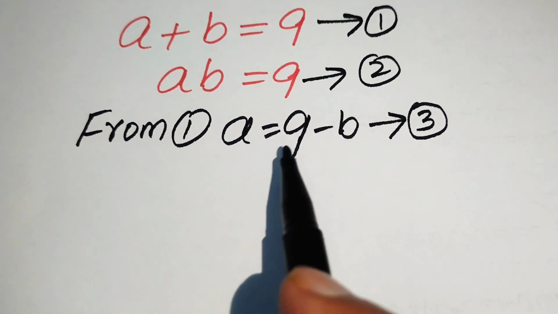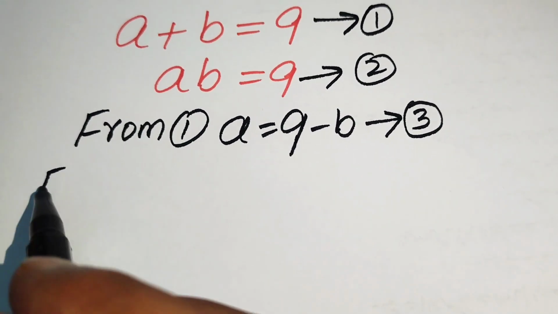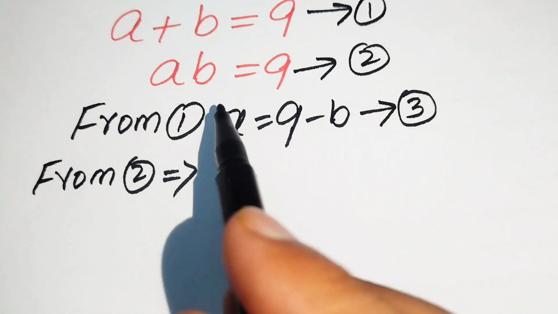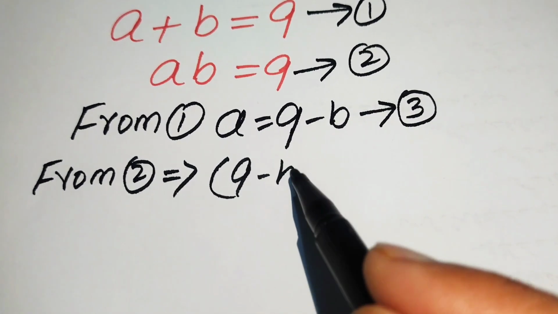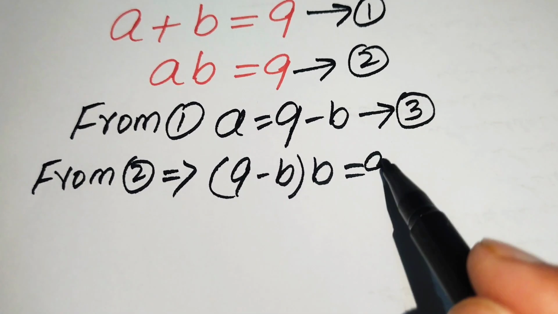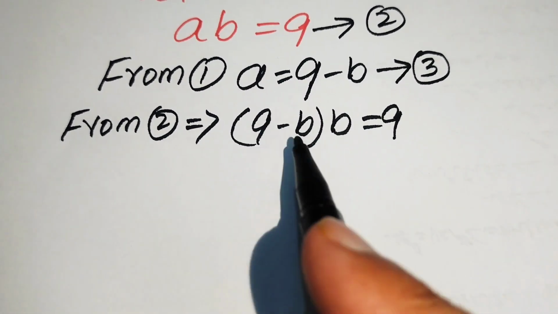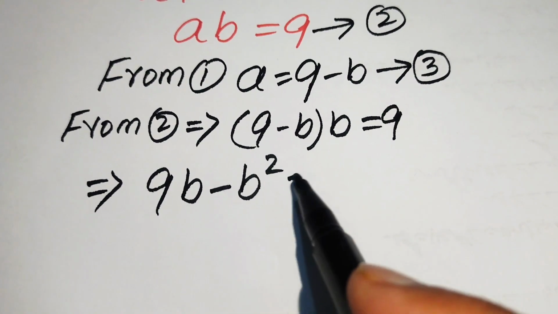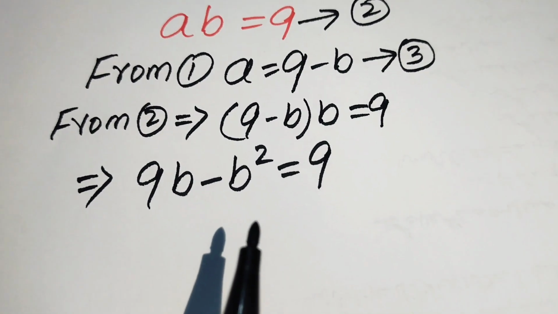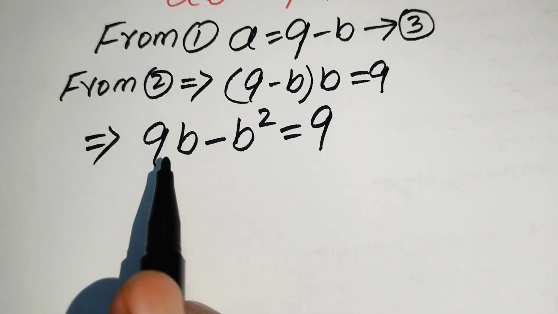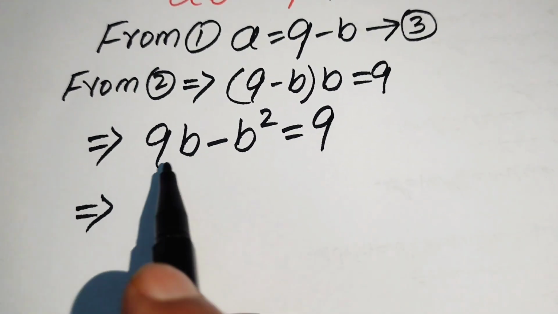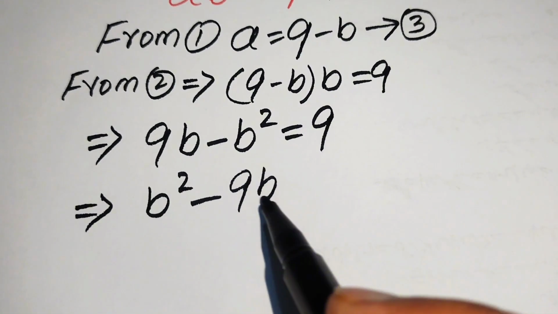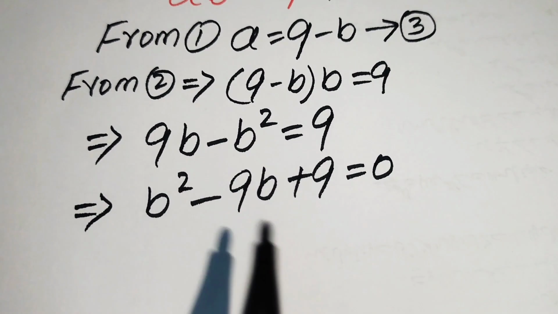So we substitute this value in equation 2, which implies that ab equals 9, so (9 minus b) times b equals 9. We multiply b on both terms and it becomes 9b minus b square equals 9. In the next step we rearrange the terms and move these two terms to the right hand side, giving b square minus 9b plus 9 equals 0.